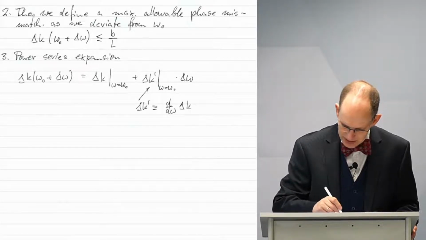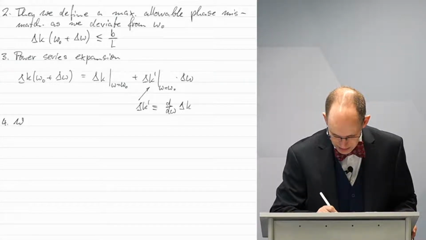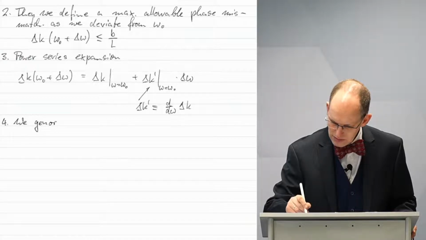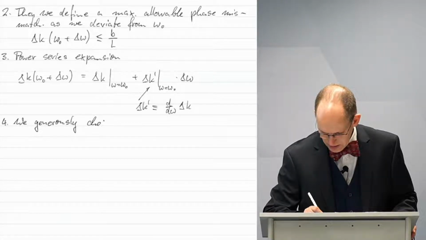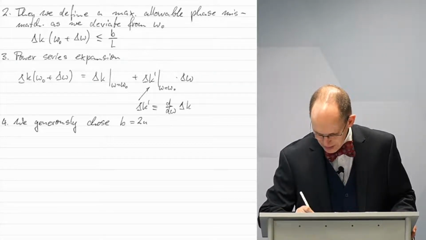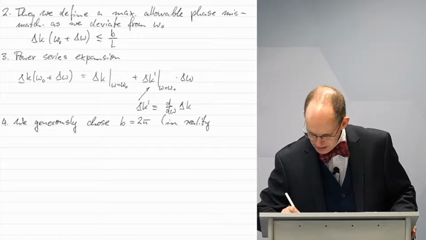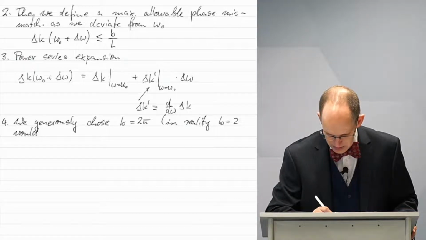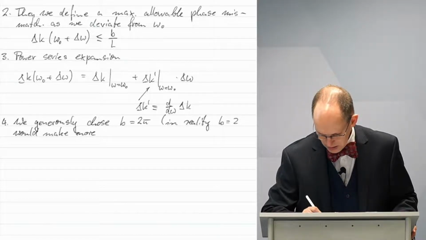So let's write that down. So we generously choose B equals 2 pi. Yeah, so in reality, B equals 2 would make more sense. Yeah? Would make more sense. Yeah, then we would get the coherence length.